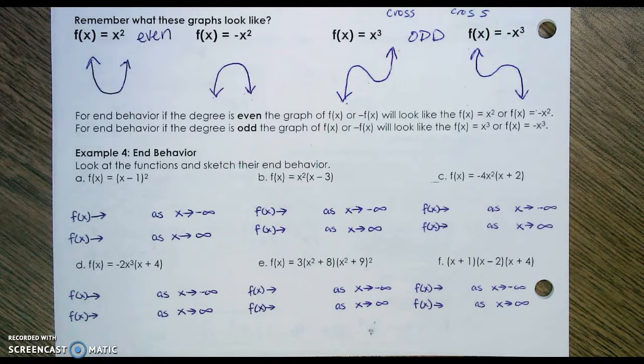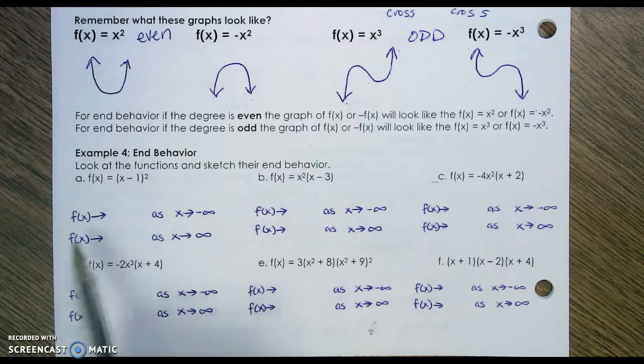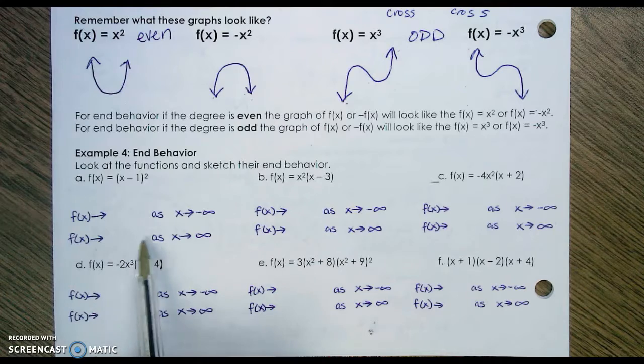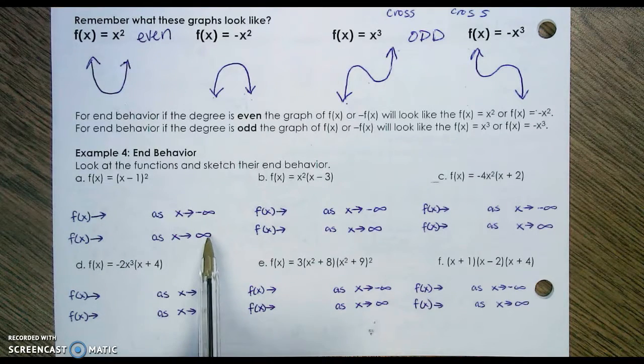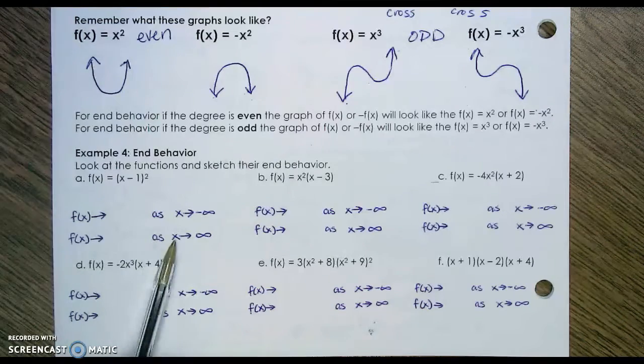So it's the same setup every single time we describe the end behavior of a function. You're always going to say that the y value approaches something as the x value goes negative, and the y value approaches something as the x value goes positive. And that's what I wrote for every single problem. We're going to describe what the y value does as x goes negative and as x goes positive.